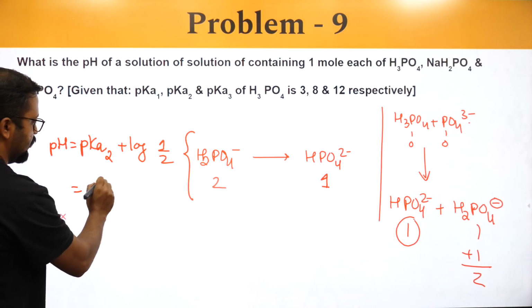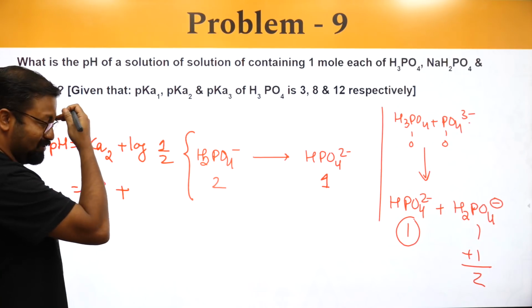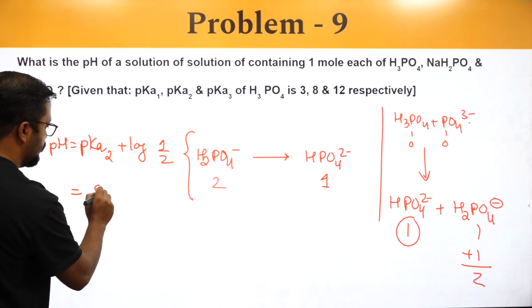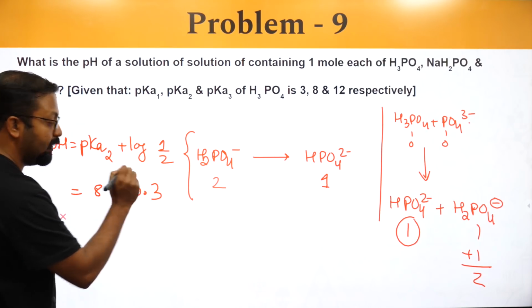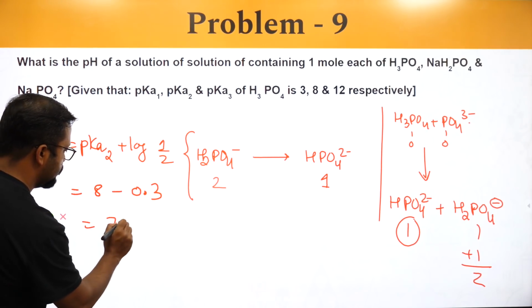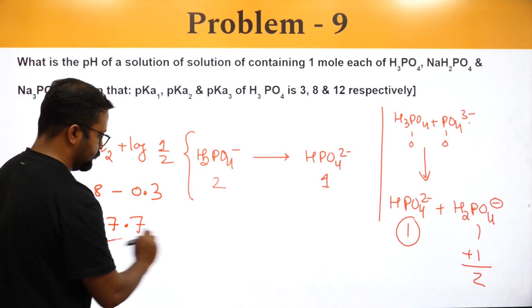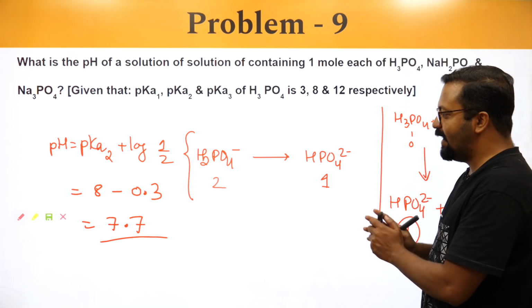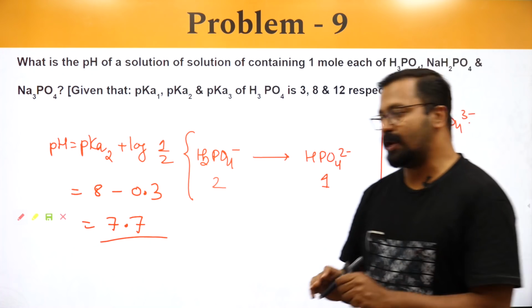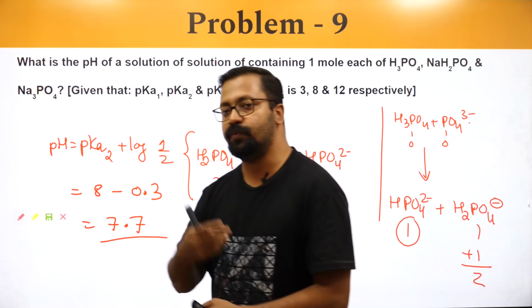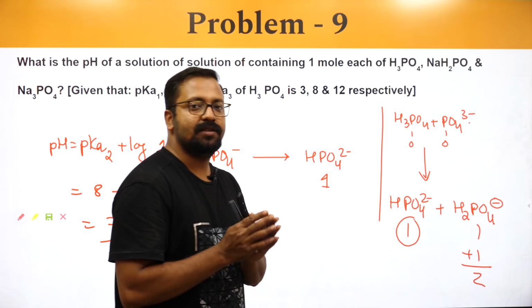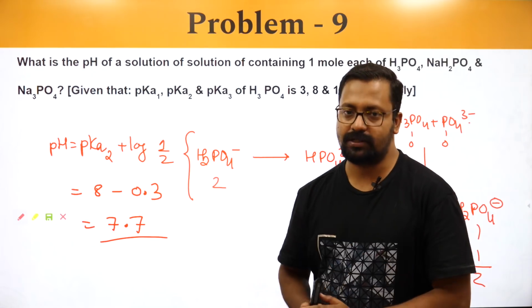pKa is 8 plus log 1 by 2, that is 8 minus 0.3, that is 7.7. This will be the right answer to this question. Please do remember that when you are mixing acids with their salts, you have to always utilize this concept of solving the question.